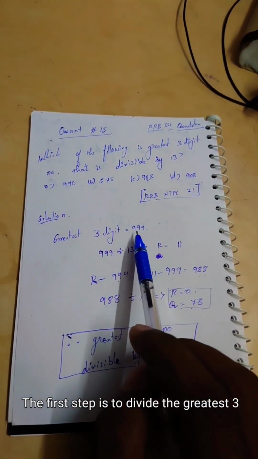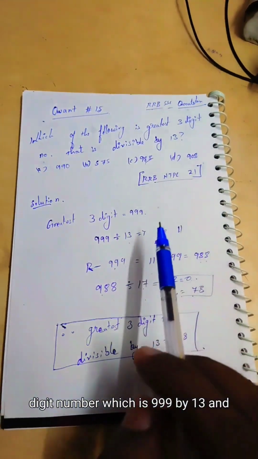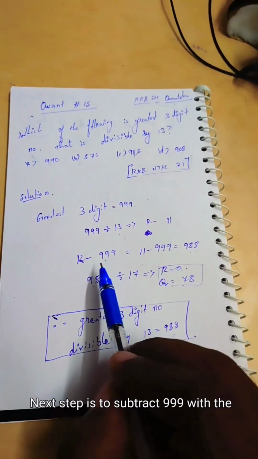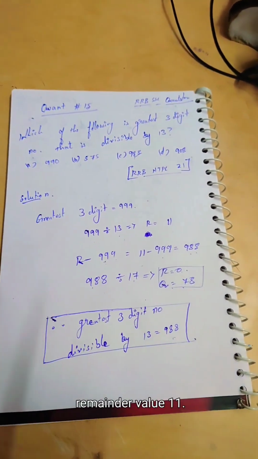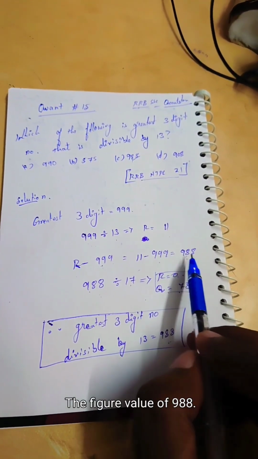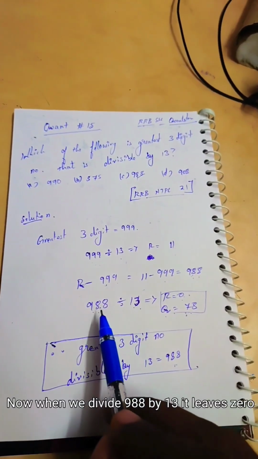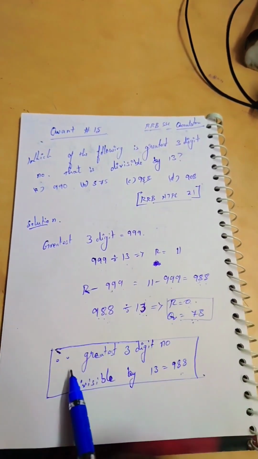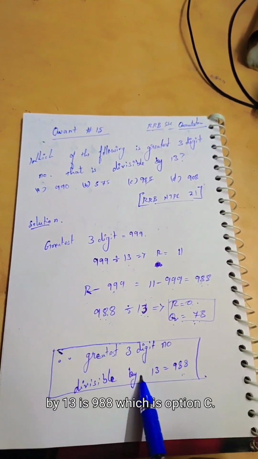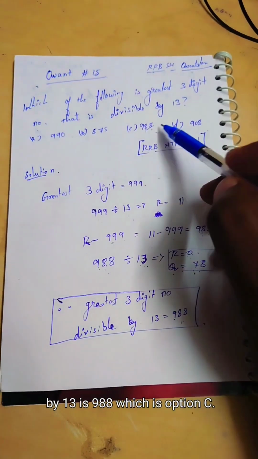The first step is to divide the greatest 3-digit number, which is 999, by 13, and we get a remainder of 11. The next step is to subtract the remainder value 11 from 999. We get a value of 988. Now when we divide 988 by 13, it leaves 0 remainder. Therefore, the greatest 3-digit number divisible by 13 is 988, which is option C.